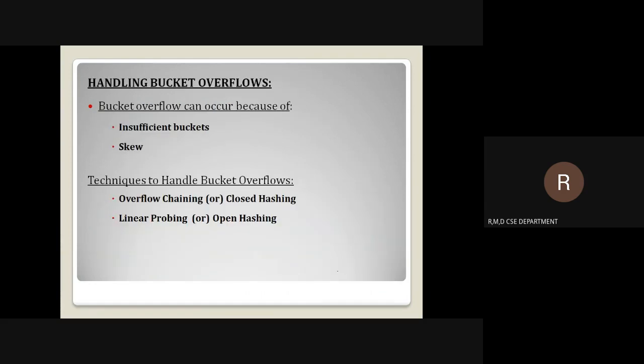Due to the fixed number of buckets, bucket overflow can occur in static hashing. Bucket overflows are generally because of insufficient buckets and skew. Skew is a condition where one or a few of the data buckets keep on overflowing while some of the other data buckets are still empty. This condition is called skew. The techniques used to handle bucket overflows are overflow chaining and linear probing.